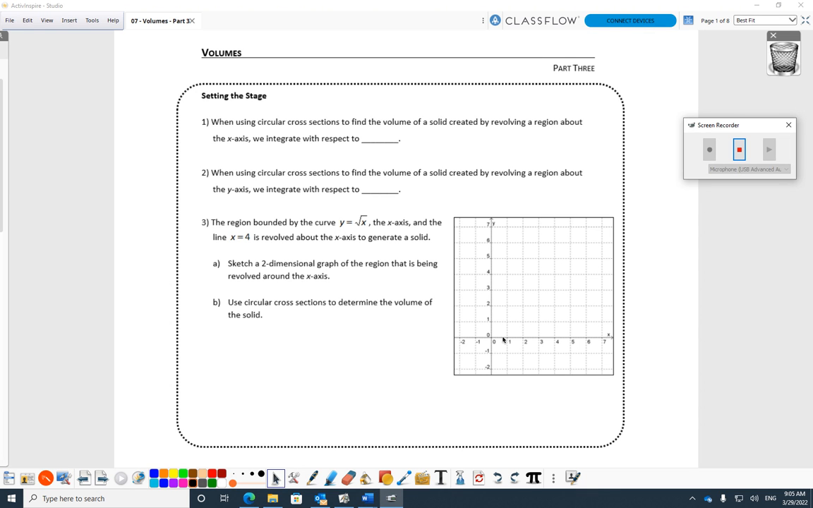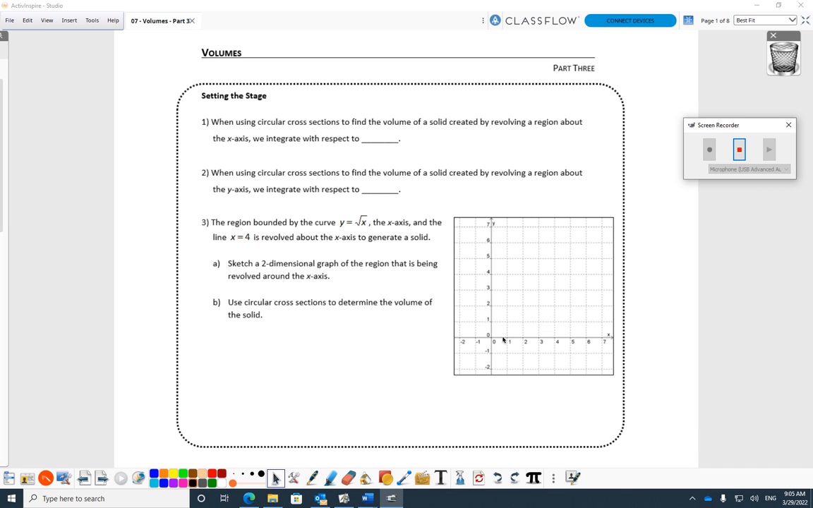Okay. Let's review circular cross-sections first. Make sure we know what we know, because I'm going to do the same example twice. I'm going to do it the way you know, or should know, and then I'm going to do it another way. But for now, the old way, the way you should have been doing these in the homework.